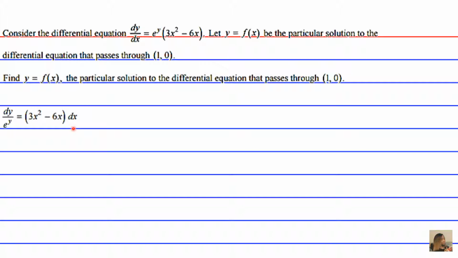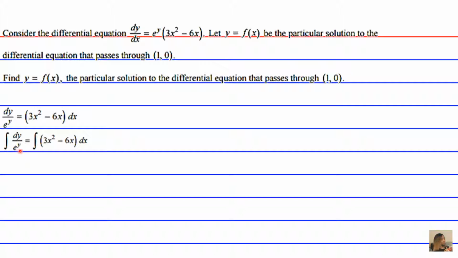Now the next logical thing to do is to perform integration to get rid of the derivatives. All right, so the integral of dy over e^y is equivalent to the integral of (3x^2 - 6x) dx. Okay, so now we're going to find the antiderivatives of both the left-hand side and the right-hand side.